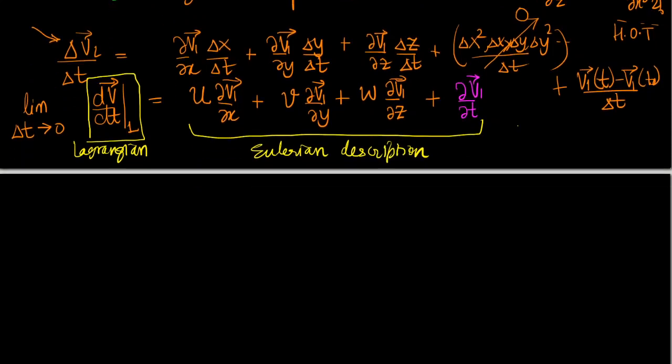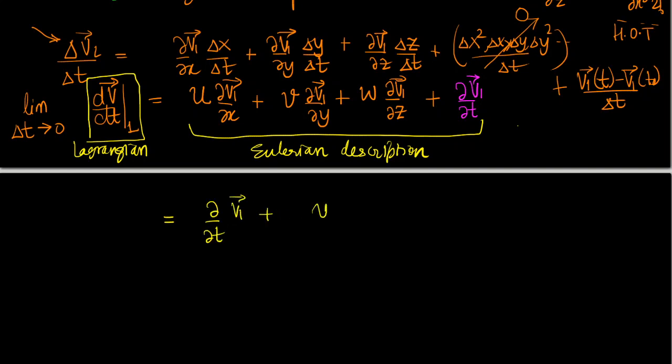So this particular mapping from the Lagrangian to the Eulerian description is very important in fluid mechanics, and this particular derivative is known as the total derivative. So it is essentially del t of v1 plus u del x of v1 plus v del y of v1 plus w del z of v1.